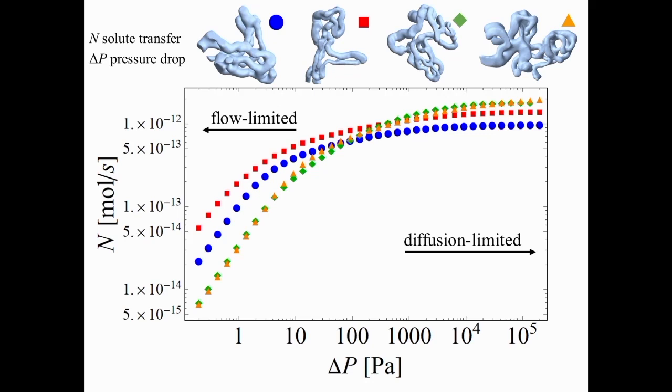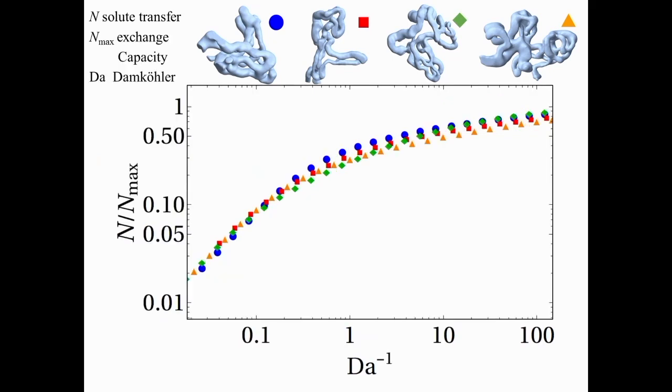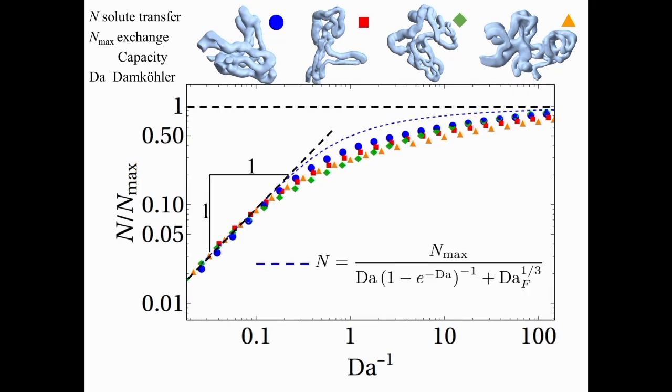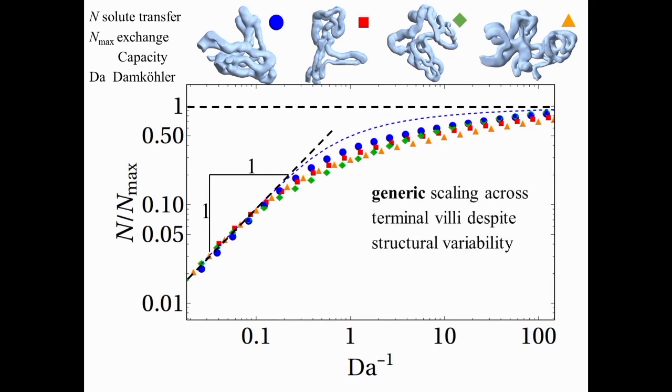But have a look at what happens when you rewrite the problem in the more natural variables, using the Damköhler number and solute transport scaled by its transport capacity. We get this very nice collapse for all of these very different looking networks. So we've developed a relatively simple algebraic expression that describes the transition from the flow limited regime to the left to the diffusion limited regime to the right. We call it the regression equation. What I really want to get across is that there seems to be this generic scaling, a very nice collapse for very different networks.